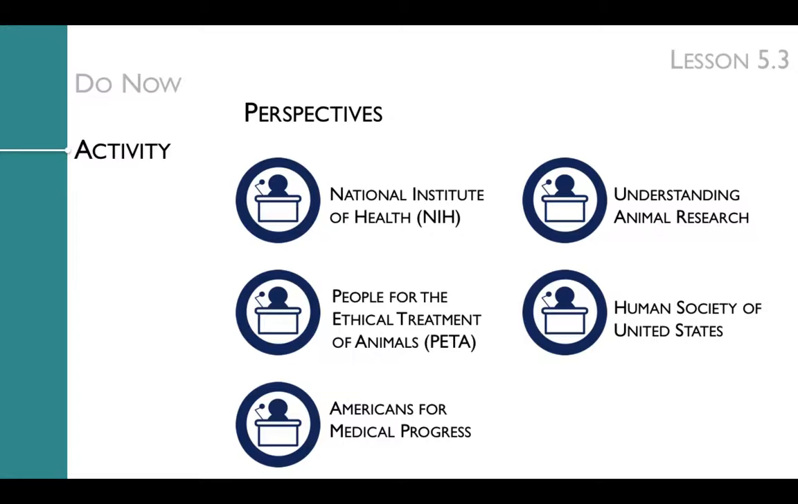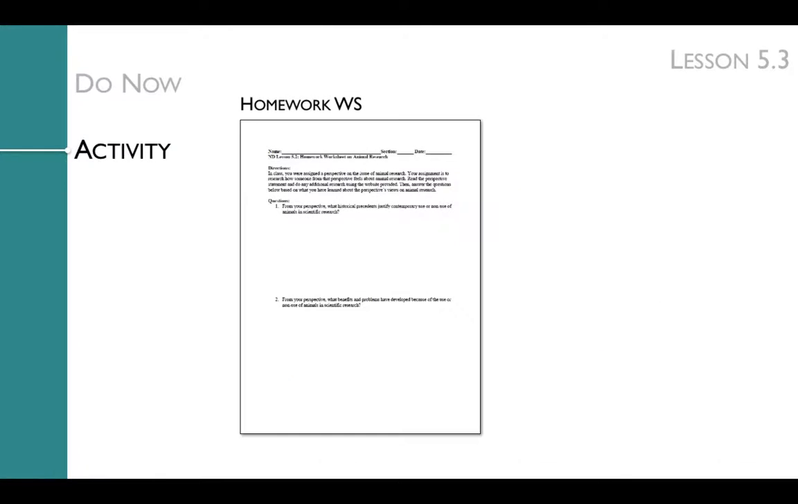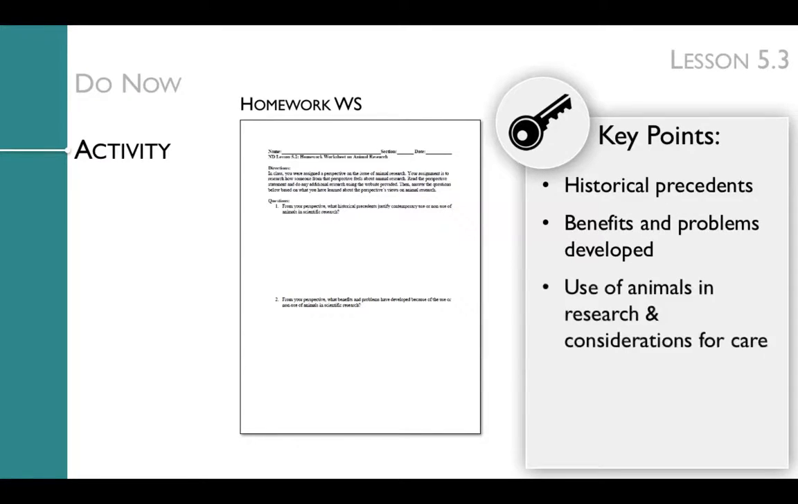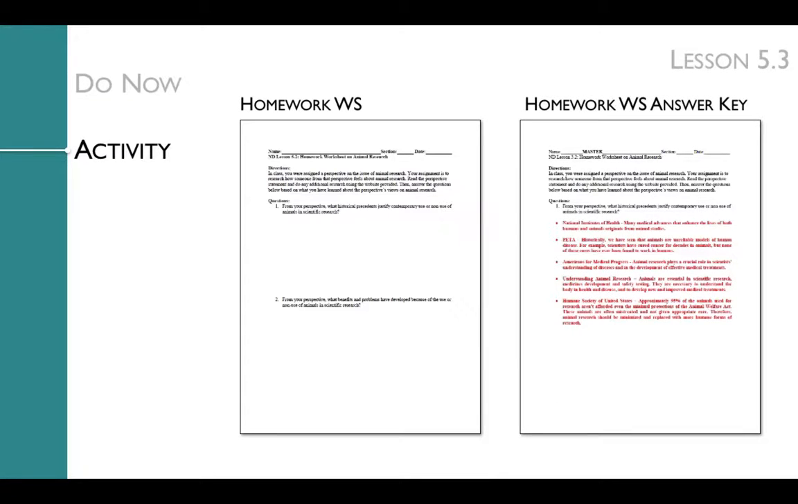You'll lead the structured academic controversy by having each student group present their perspective's view on key aspects of the issue. The students completed a homework worksheet that guided them to take notes on those key aspects, which are the historical precedents, the benefits and problems that have developed because of animal use or non-use, the use of animals in research and considerations for their care, and the ideal relationship that should exist between humans and animals. You can review all of this information in the homework worksheet answer key. It is everything organized just as your students will be organizing it. Additionally, the teacher primer and teacher manual go over all of these key issues.